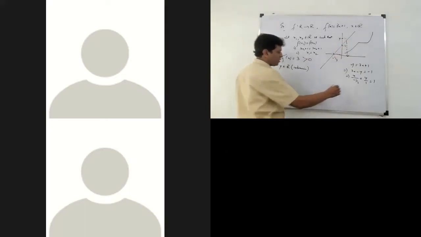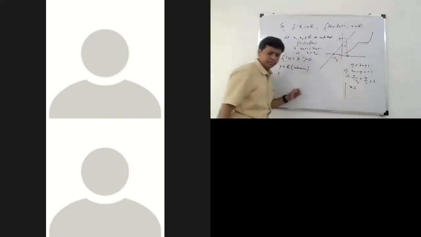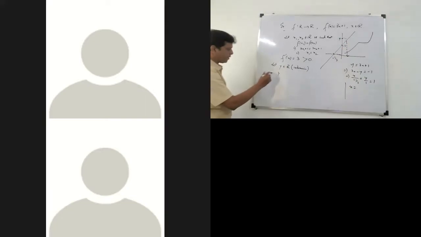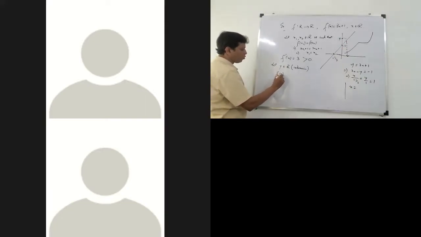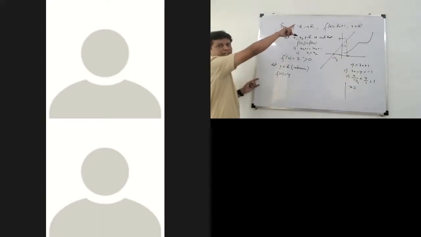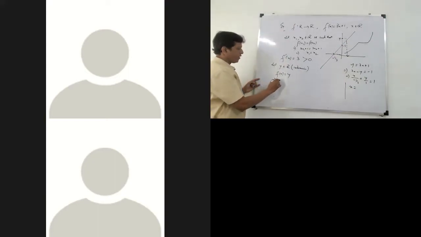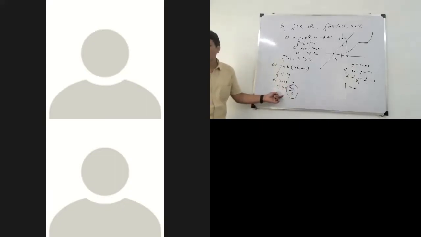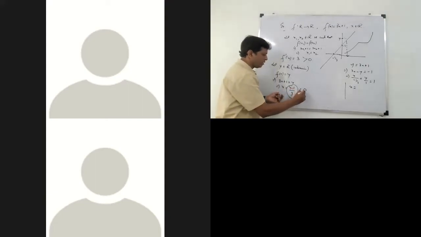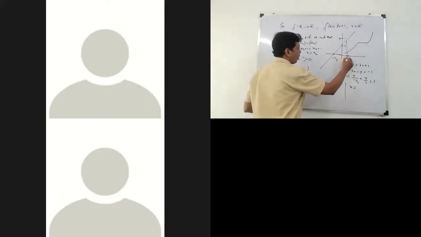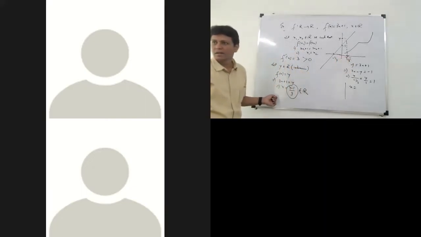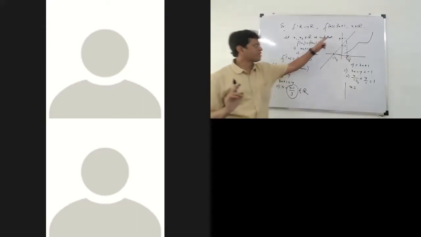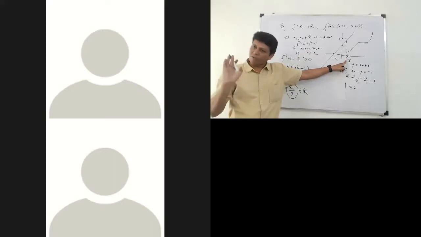So y equal to 3x plus 1. What is your x? If y is a point in the codomain, if 3x plus 1 equal to y, so what is your x? Does this belong to the real numbers? If y is a real number, is this a real number? Obviously. So this is the point (y minus 1) by 3. Am I clear? If y is a real number, (y minus 1) by 3 is a real number.